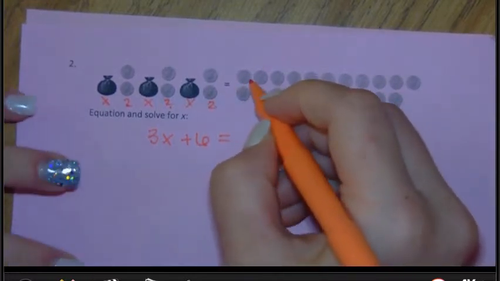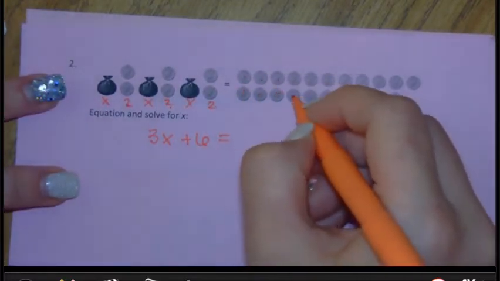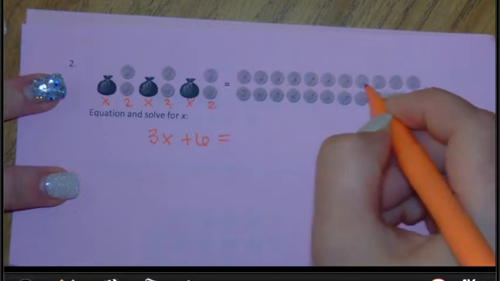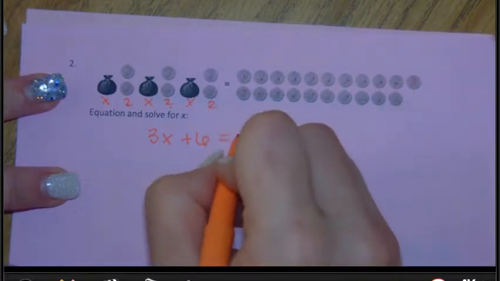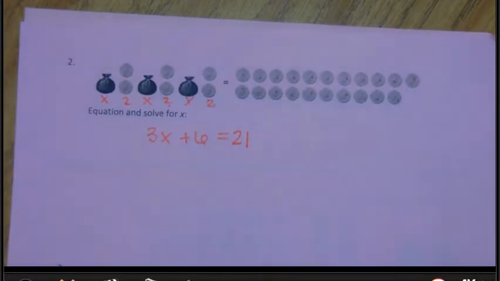Now let's see, how many coins do I see on the right? 1, 2, 3, 4, 5, 6, 7, 8, 9, 10, 11, 12, 13, 14, 15, 16, 17, 18, 19, 20, 21. 21 coins on the right.